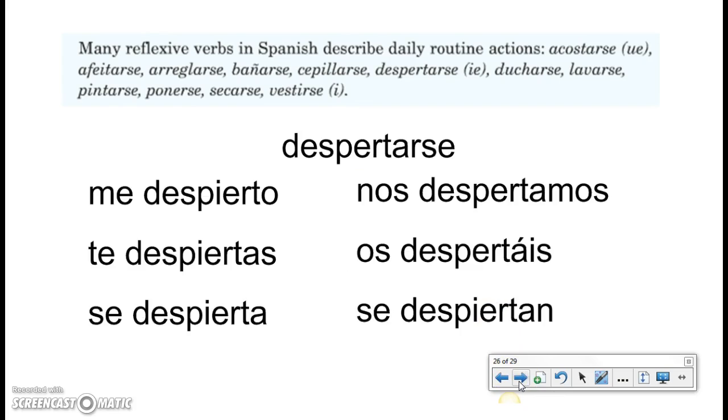One more example, despertarse, take off the se, bring it into the front, me, te, se, nos, os, se, and I gotta write that down, and then we just conjugate it like an AR verb, o, as, a, amos, áis, an. So that's pretty much how you conjugate a reflexive verb. The only thing you have to worry about is if it's like a stem changing verb, like this one is.